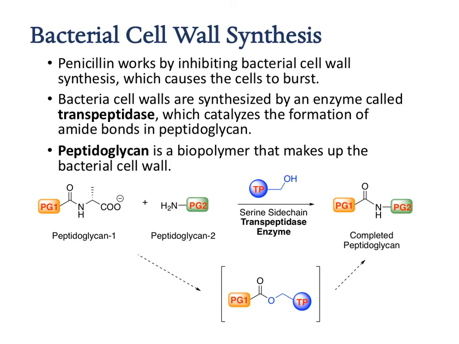So to understand how penicillin works, we need to look a little bit at bacterial cell wall synthesis. Penicillin inhibits bacterial cell wall synthesis, which then causes the cells to burst. The way bacterial cell walls are synthesized, they rely on an enzyme called transpeptidase. I've abbreviated the transpeptidase enzyme right here, and you'll notice that it has this OH group on it. This enzyme is responsible for the cell wall synthesis.